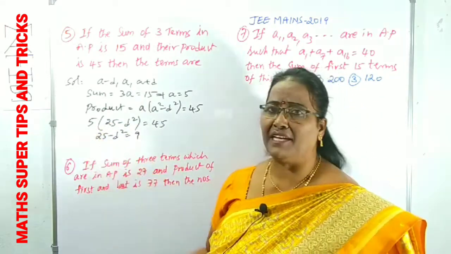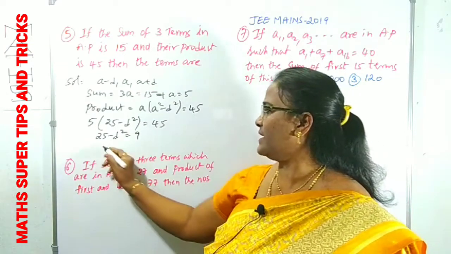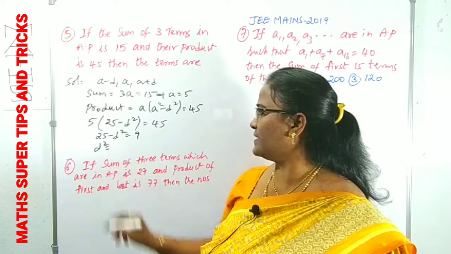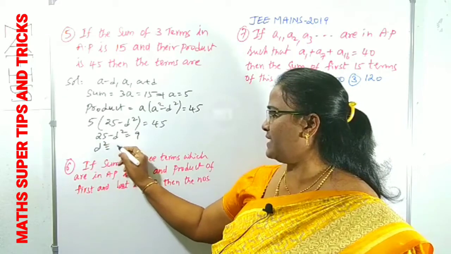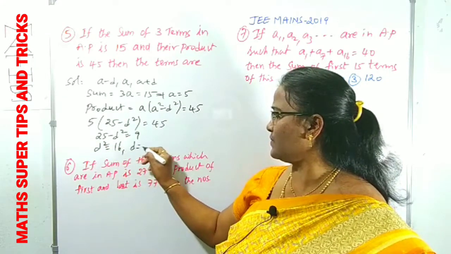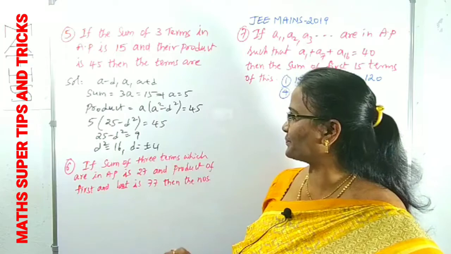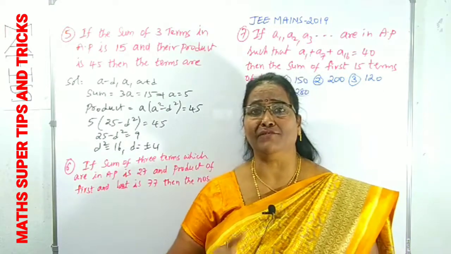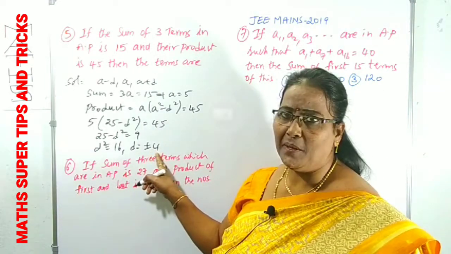45, 5 cancels in 45, 9 times. What is d square from this one? d square is clearly 25 minus 9, which is 16. In the sense, d is equal to plus or minus 4. Clear, we got the d values, plus 4 and minus 4.